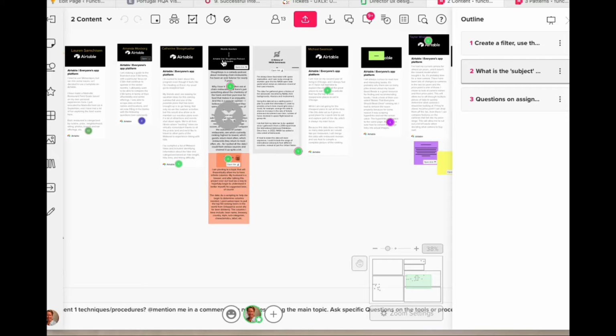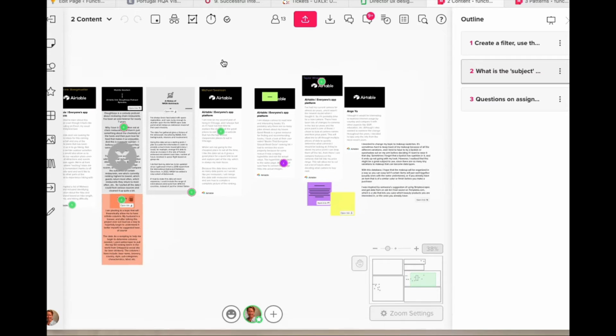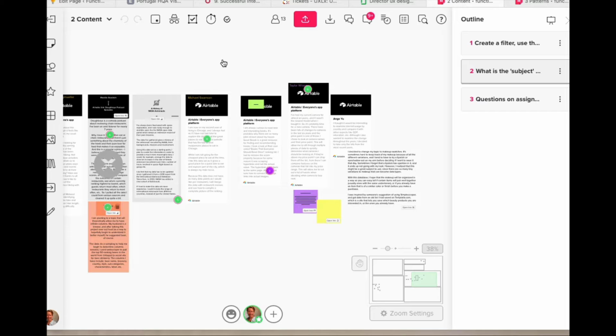These things will puzzle you, and they are things that are meant to puzzle you because as an information architect, you have to try to make sense of things.